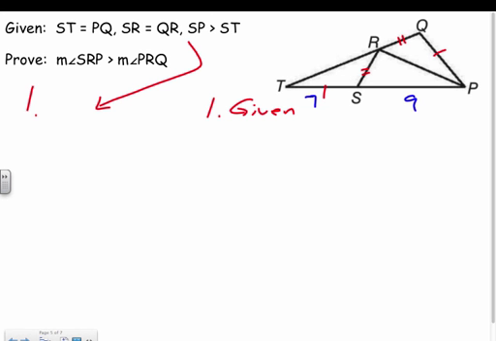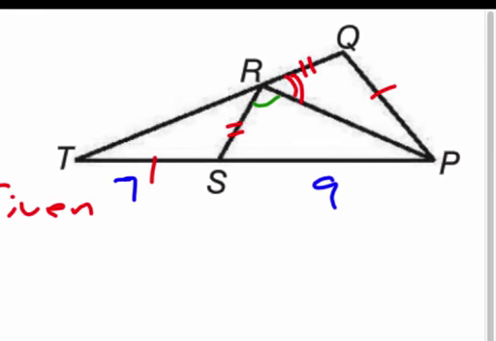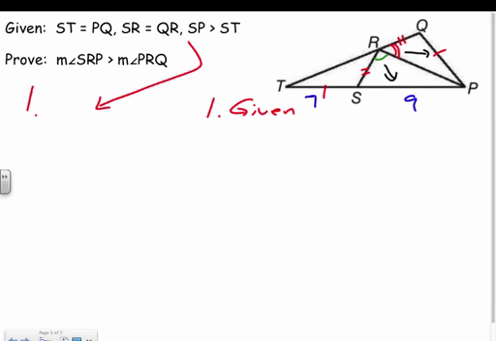And what am I trying to prove? I'm trying to prove that SRP, so this angle, is bigger than PRQ. So I'm going to say that it's bigger than this angle up here, PRQ. So really, if I can look at the side opposite of SRP and the side opposite of PRQ, if I can compare those, then I'm able to compare the angles, aren't I, by the converse of the hinge? So how can I get SP compared to PQ?